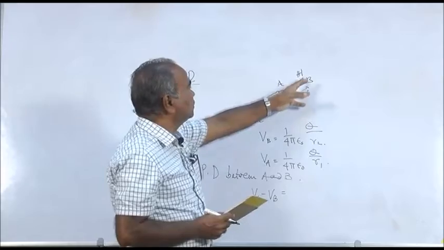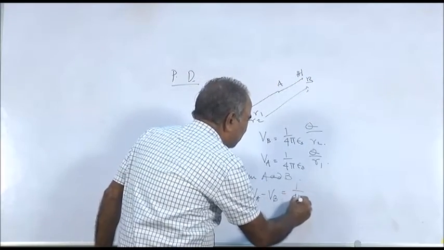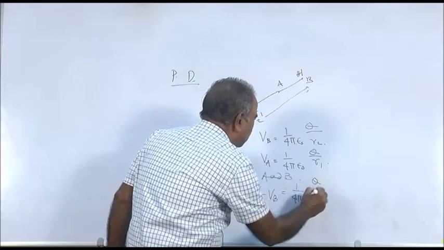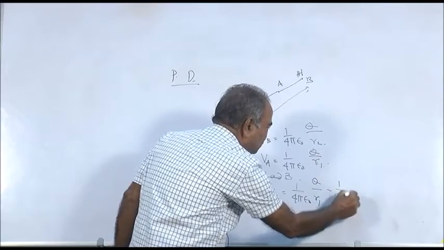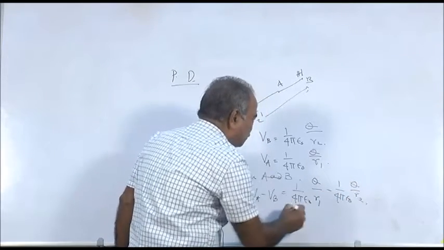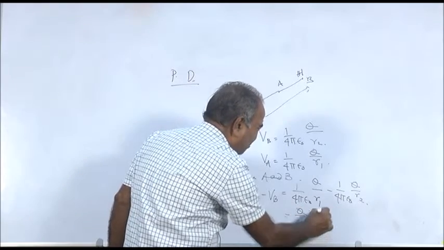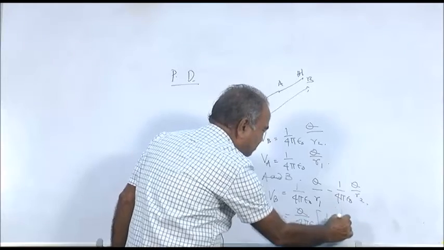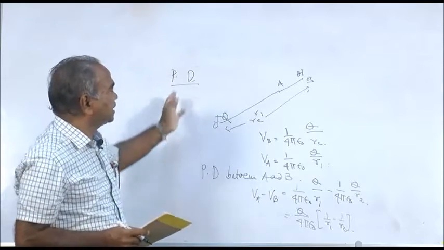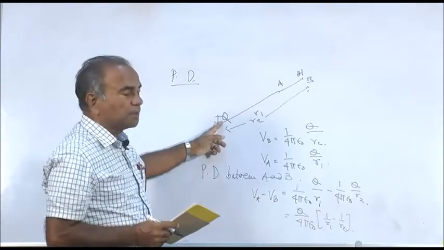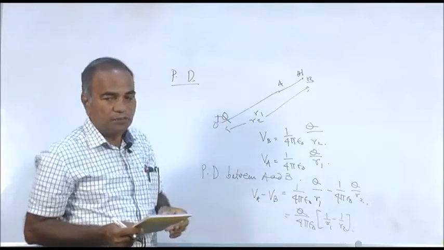So, the potential difference between A and B will be equal to 1 by 4 pi epsilon 0 q by r1 minus 1 by 4 pi epsilon 0 q by r2. If you take common q by 4 pi epsilon 0, this is equal to 1 by r1 minus 1 by r2. So, this is the potential difference between 2 points in an electric field due to this plus capital Q charge, and the unit of potential difference is the same as the unit of potential.